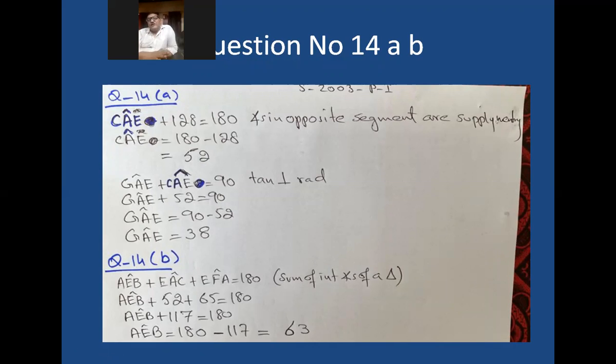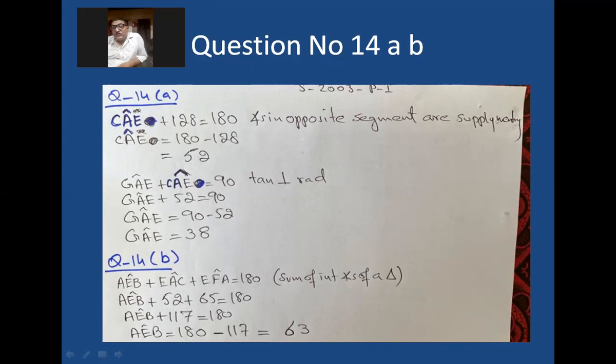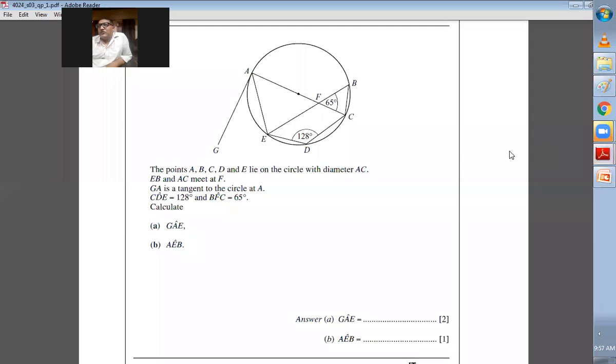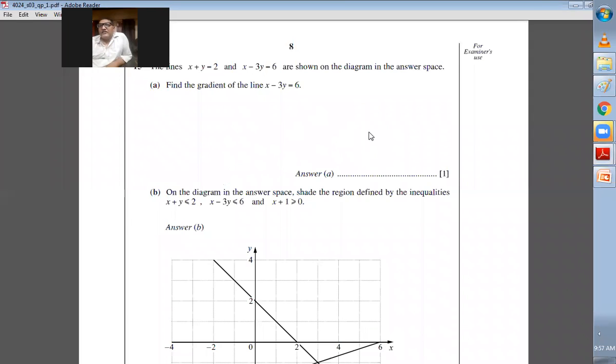And I hope that you have understood this question. I have tried to explain it to you. This question is coming from circle properties. Okay, so that was question number 14. Now let's move to the next question, question number 15.